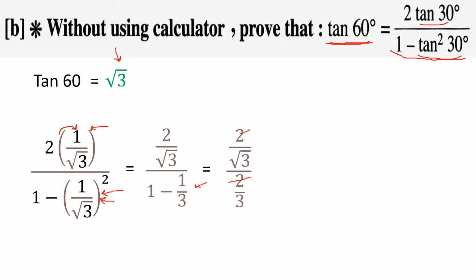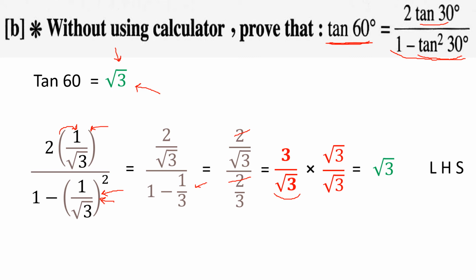When we cancel, this will give me 3 over root 3. We know that we can't leave a root in the denominator, so I will multiply by the conjugate. So times root 3 up and down, this will give me root 3. It is the same as the left hand side.